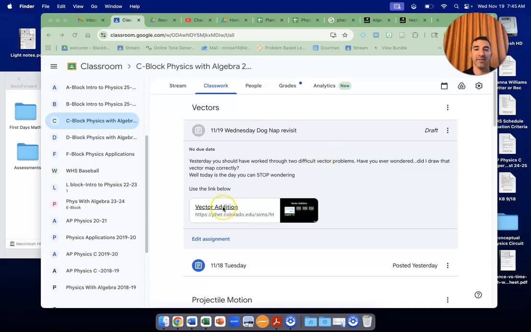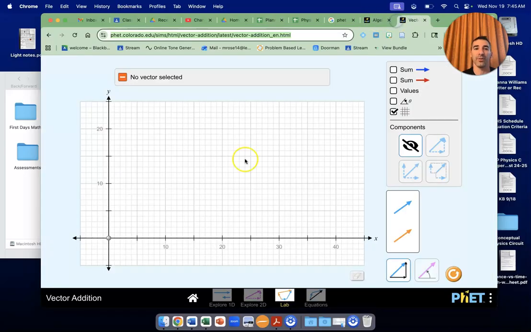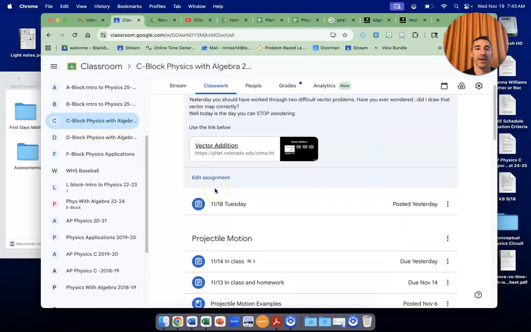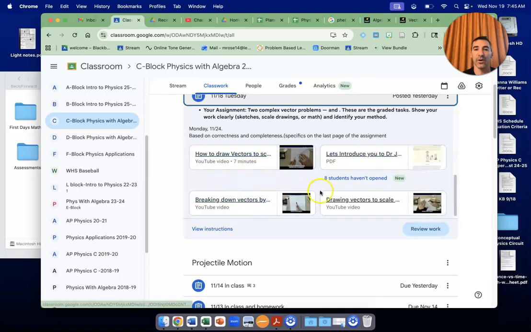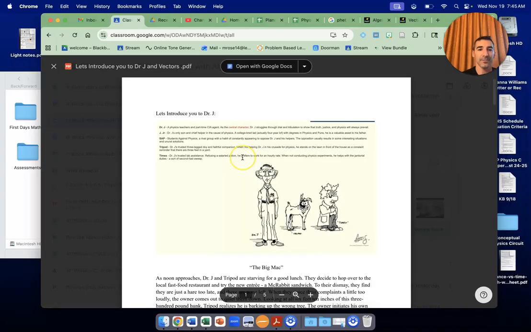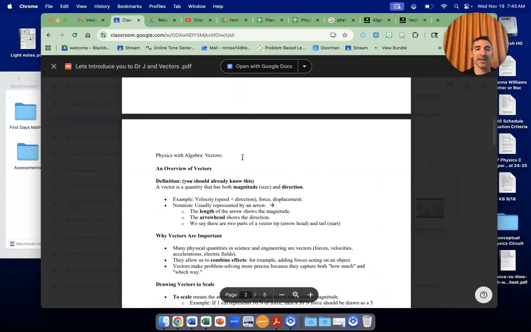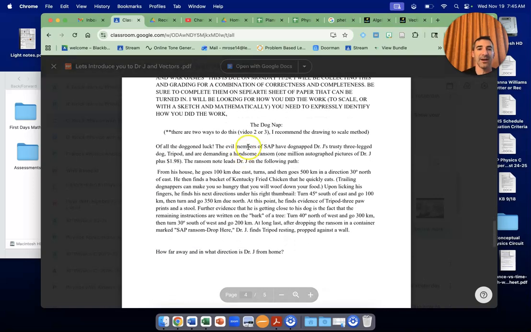You're going to click on the vector addition website, and that is going to bring you to this page. Once you're here, I need you to go back to your Google Classroom, and you need to go to yesterday's assignment, and you need to look at your dog napping assignment. So the dog napping assignment, that gives all of the directions. You were going to recreate this, but now instead of doing it by hand, you can do it on the computer. So I'm just going to look for this first thing.